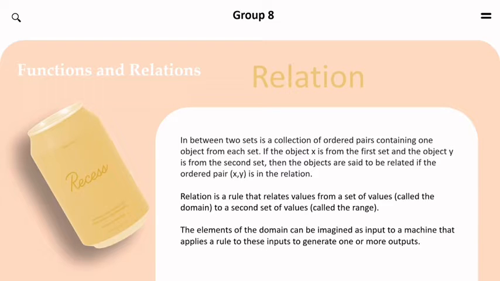A relation is a rule that relates values from a set of values, called the domain, to a second set of values, called the range. The elements of the domain can be imagined as input to a machine that applies a rule to these inputs to generate one or more outputs.